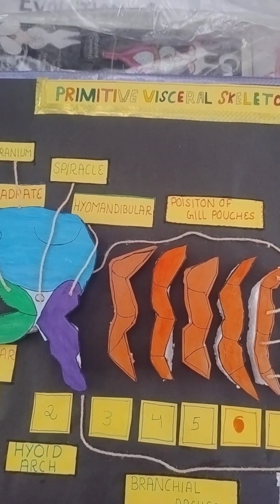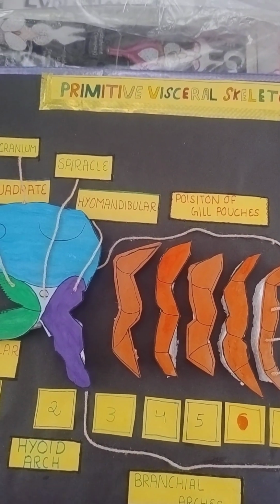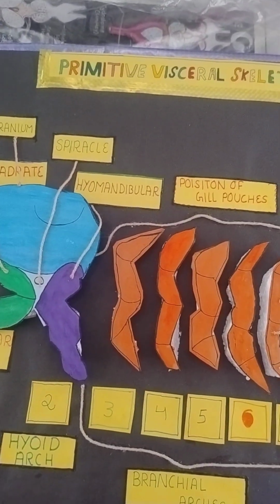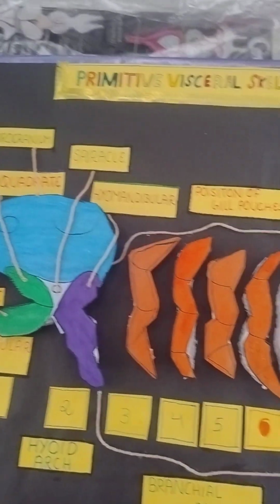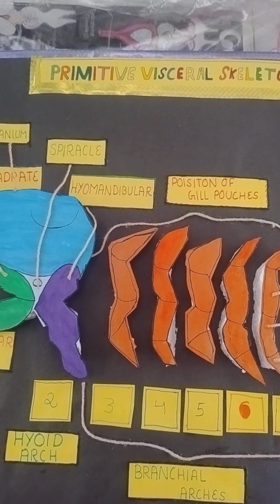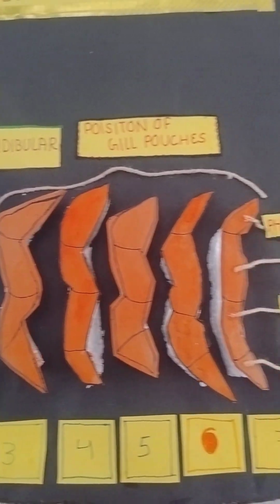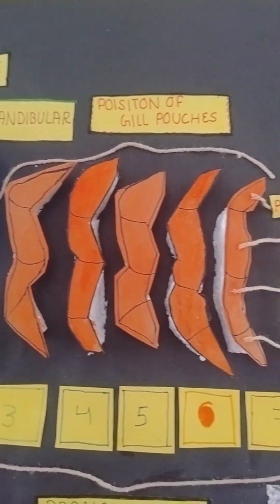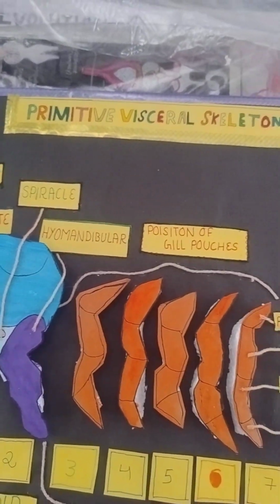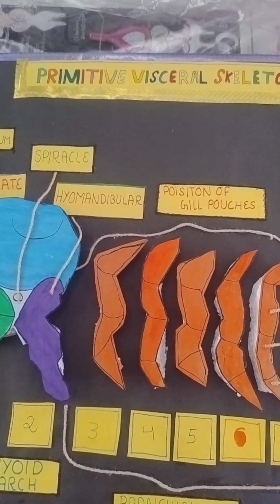These cartilaginous or bony arches are called visceral arches or pharyngeal arches because they encircle the pharynx region. This forms the basic component of the visceral skeleton. You can observe that in the initial stages there are 7 visceral arches in the basic structure: 1, 2, 3, 4, 5, 6 and 7. These are placed in between the gill slits.